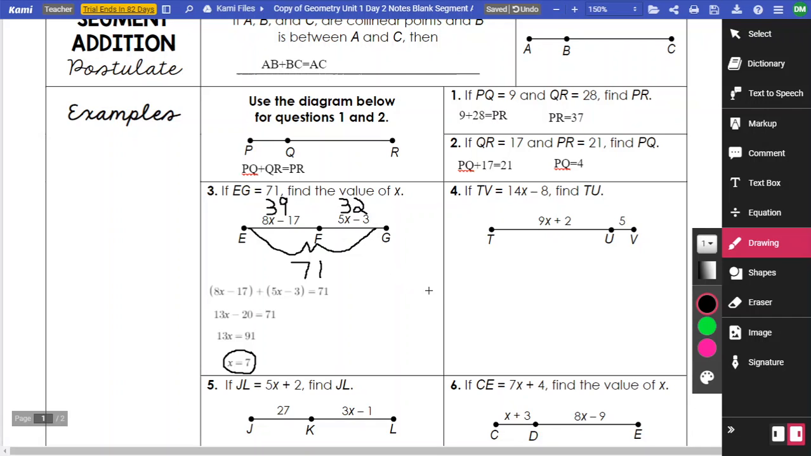And if we did our algebra right, then 39 plus 32 should add up to the entire segment, which we were given as 71. And last time I checked, it did. So that's how you can check your work.